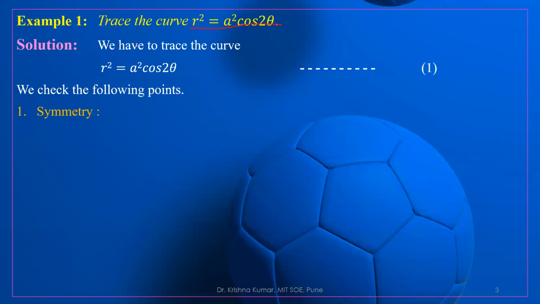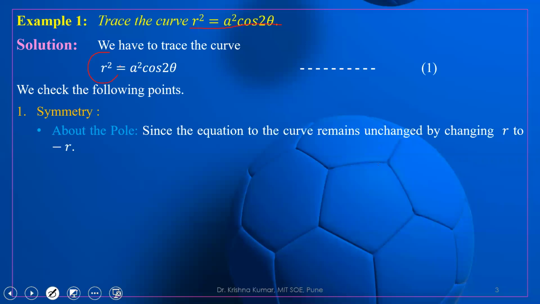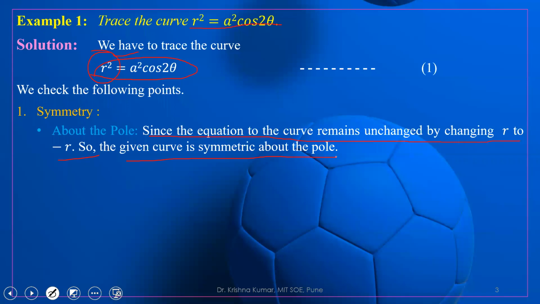So if we check the symmetry, what is the first symmetry? About the pole. If we replace r by minus r, the equation of the curve will not change because the power of r is r square. So if we replace r by minus r, there is no change in the given curve. Since the equation of the curve remains unchanged by changing r to minus r, the given curve is symmetric about the pole.